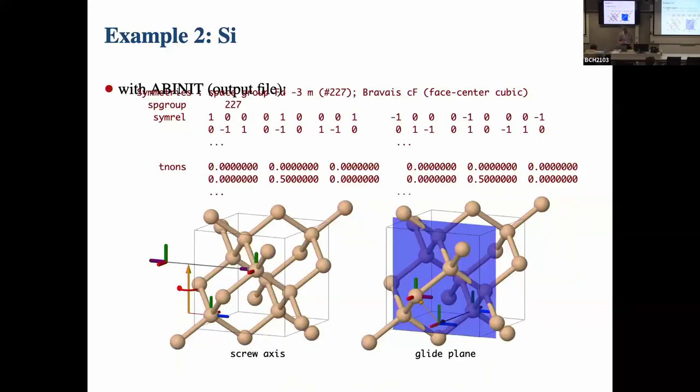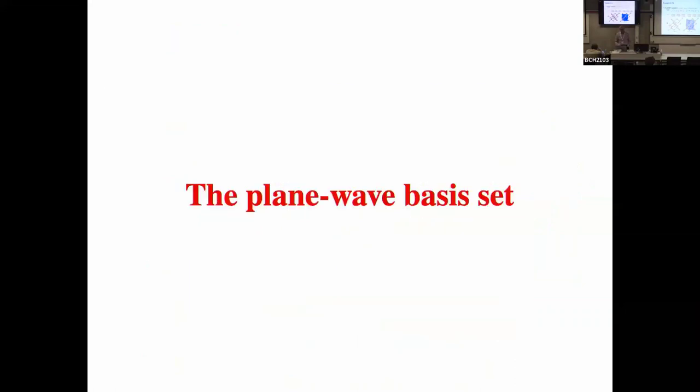And the code will find that it's the space group 227, and it will give you all the symmetries. In this case, some of them are symmorphic, so there is no translation associated to that, and sometimes there is some translation associated to it. But if you want, you can also specify it by yourself.